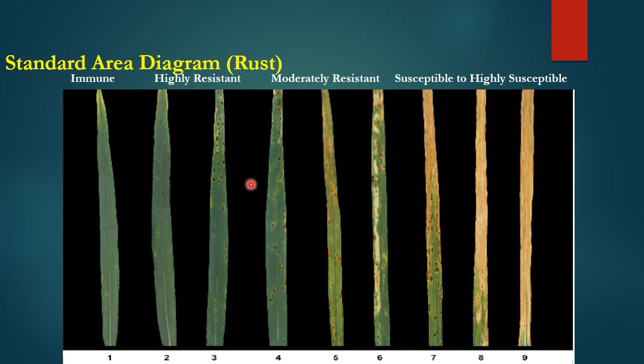You can take it in the field and compare the leaf you are observing for the presence of rust disease with them, and wherever you find they are matching, then give it a score. It may be 1, 2, 3, 4, and from that data you can calculate whether your variety or the plants present in the field are immune, highly resistant, moderately resistant, susceptible, or highly susceptible.